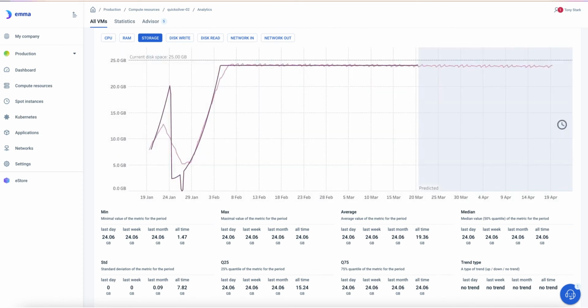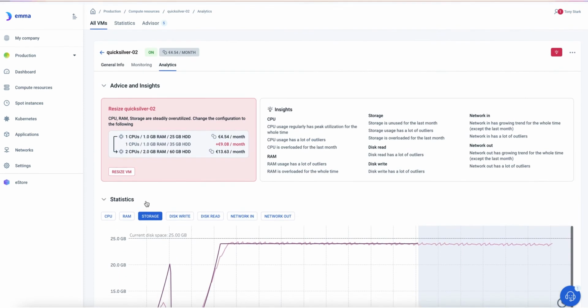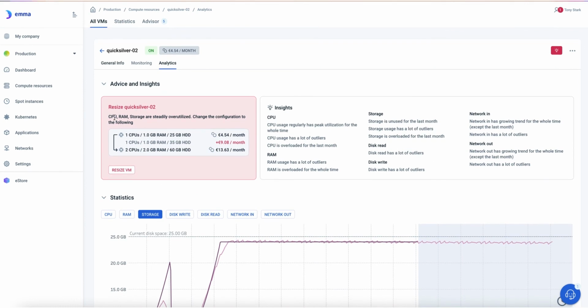Yeah, so we started up with a smaller load, and right now we have like 99%, and it seems that it will remain the same in a month from now. So our recommendation here is really right. So it's worth it to resize the VM.